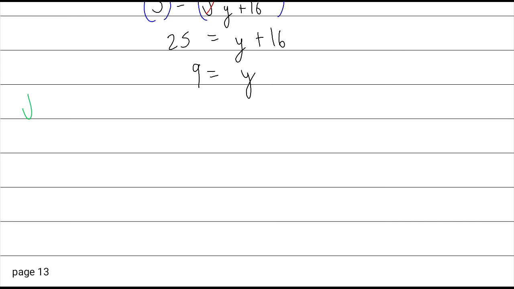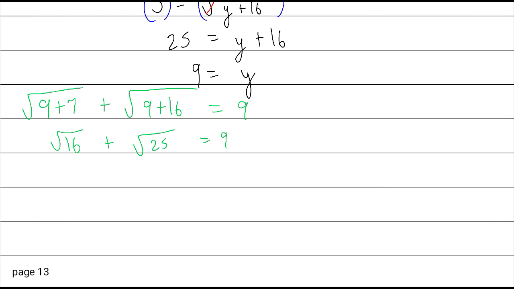So, square root of 9 plus 7 plus the square root of 9 plus 16 equals 9. 9 plus 7 is 16. 9 plus 16 is 25. Square root of 16 is 4. Square root of 25 is 5. 4 plus 5 is 9. Check. It works. So 9 is my solution.